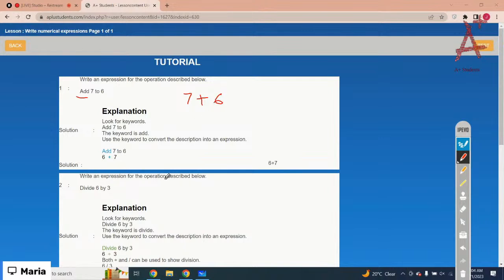Okay, write an expression for the operation described below. Divide 6 by 3. Divide means you have two numbers, 6 and 3, and you put the mathematical operation in between them. It would be 6 divided by 3. Got it? That's how we write divide 6 by 3. Got it?